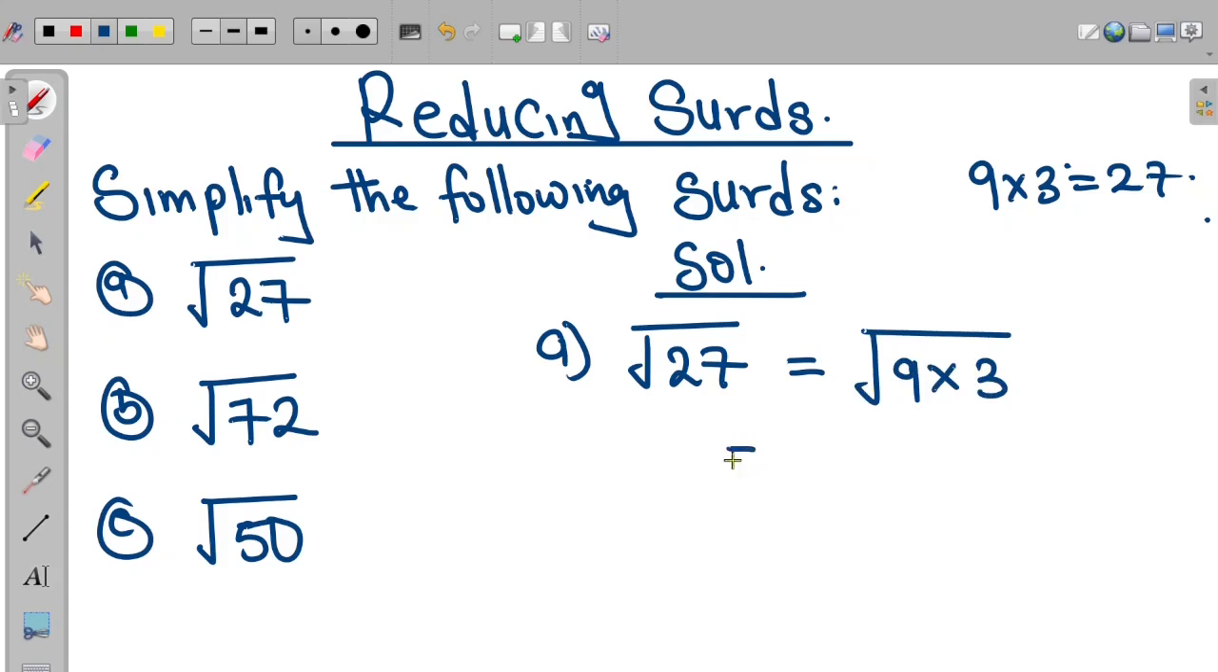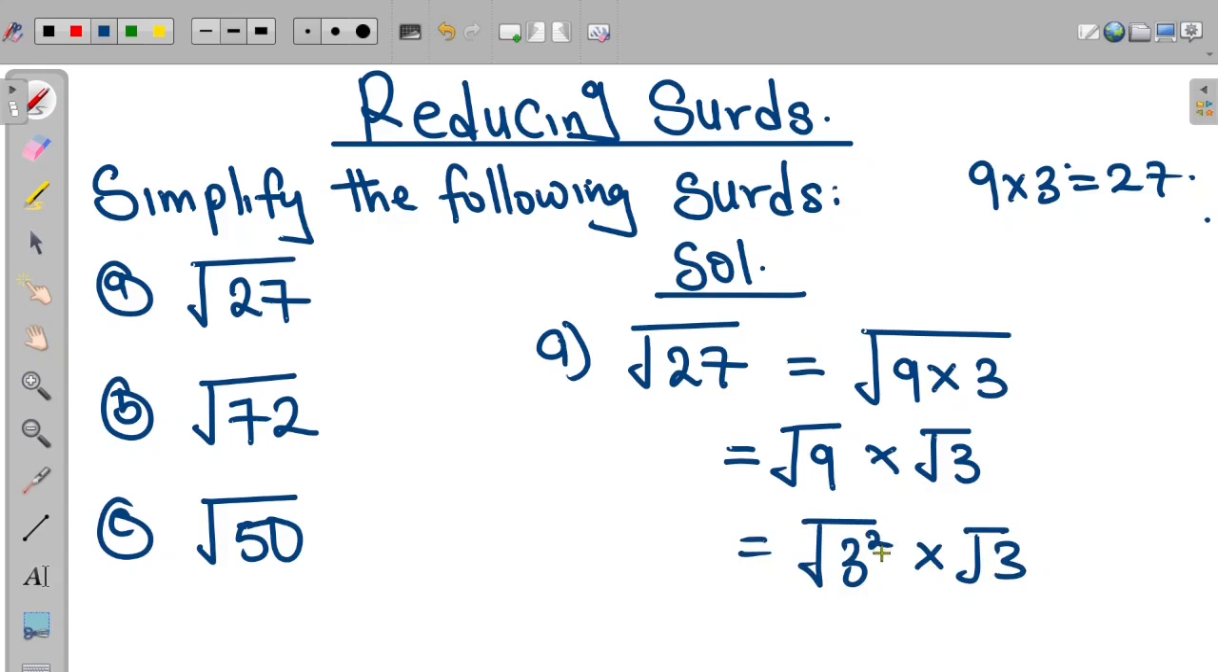And from the multiplication rule of surds, this can be expressed as root 9 times root 3. And 9 being a perfect square, this is equal to root 3 squared times root 3. So square will cancel out square root. So therefore, this is giving us 3 multiplied by root 3. So therefore, root of 27 is equal to 3 multiplied by root 3.